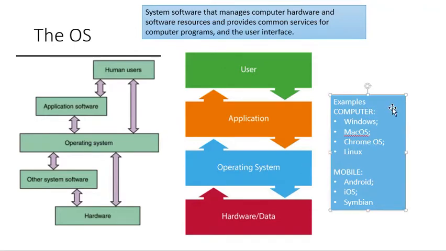Now, in the computing world, there are several types that you may have come across already. Examples include Windows, Mac OS, Chrome OS, and Linux. In the mobile or smartphone world, you would have come across Android, iOS, and Symbian.